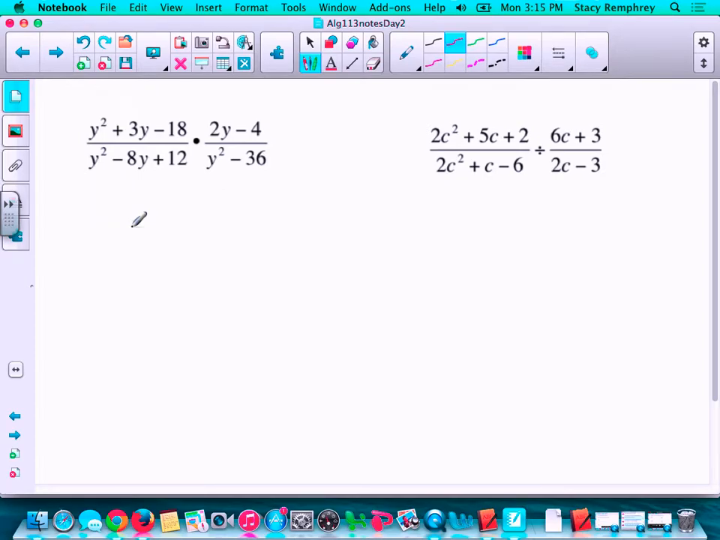In the next ones, I'd like you to try these again. Notice the addition and subtraction. Okay, so you're going to look for greatest common factors. And after that, if there's a square, that maybe you can factor it too. So please push pause and do your best to work through these the best you can, and then come back and check your answers.